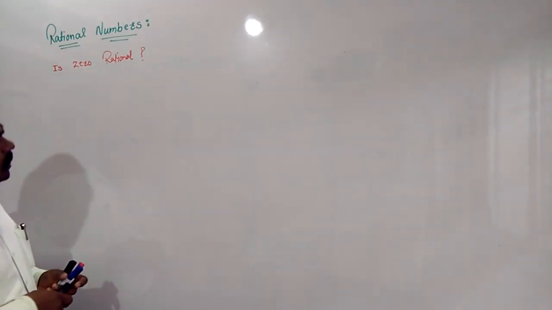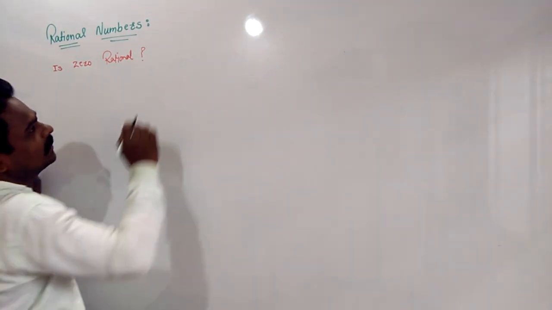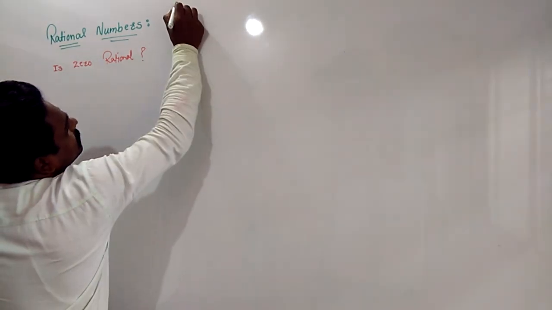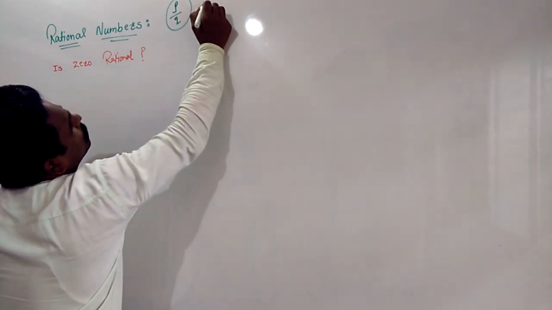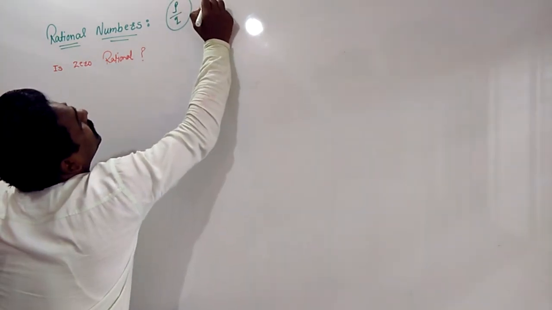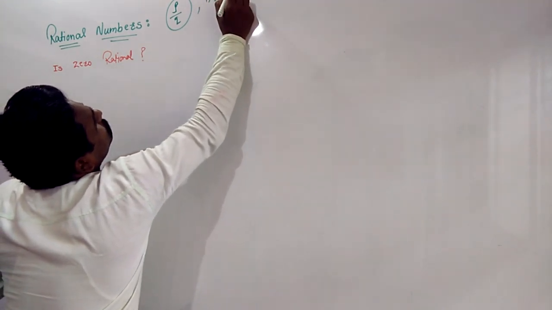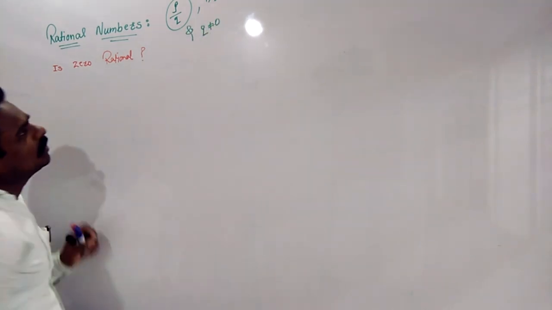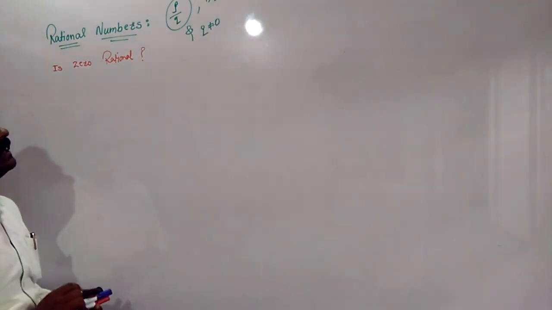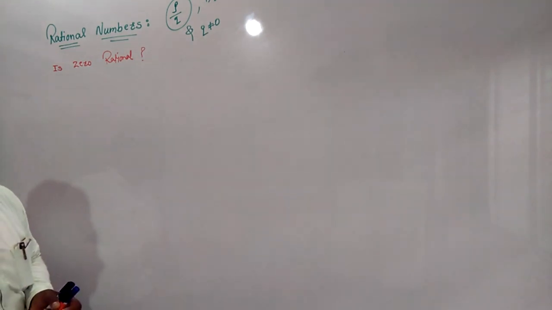Okay. So what is a rational number? A rational number is a number which can be written in the form p by q, where p and q are integers, and q is not equal to 0. This p by q type of number is called a rational number.